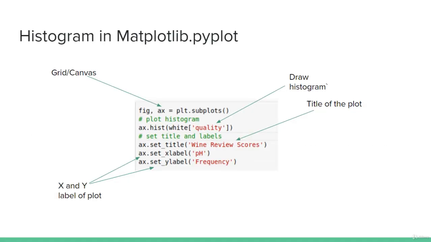So let's talk about visualizing this dataset using a histogram in matplotlib. The first thing we need to do is set our canvas or grid. To do that, we will call the plt.subplots function, which will enable us to draw many plots in the same figure or canvas. After setting the canvas, we will plot the histogram using the hist function, and you can see that the hist function is called using ax, which is our grid or canvas. We will specify which column we want to visualize. We are selecting the quality column for this.